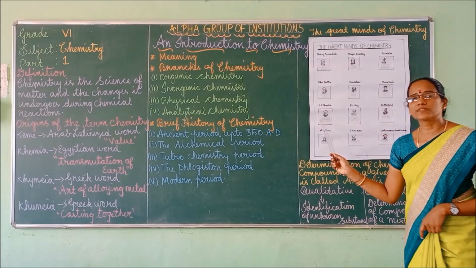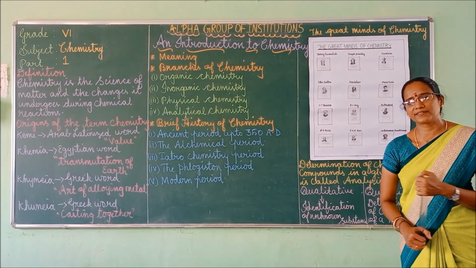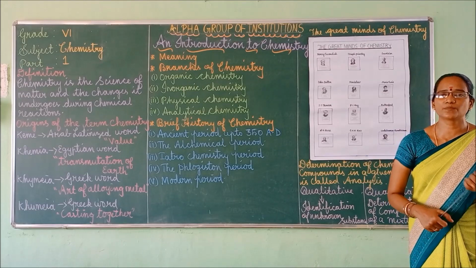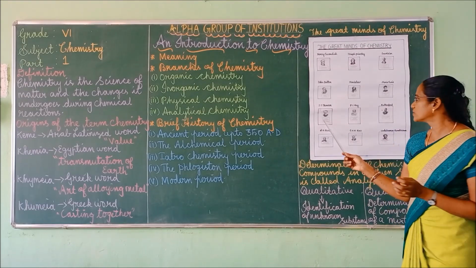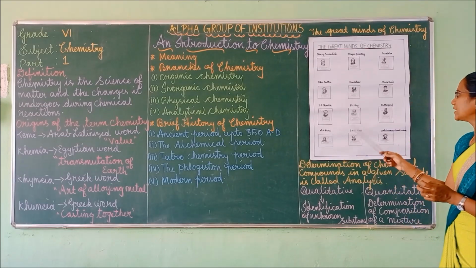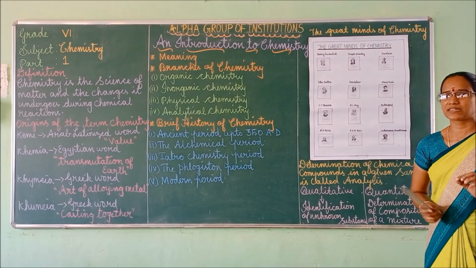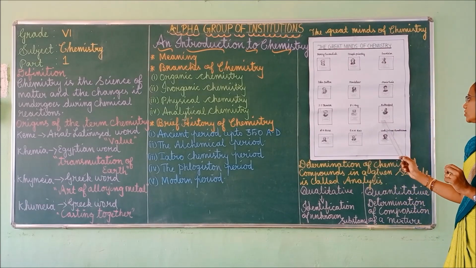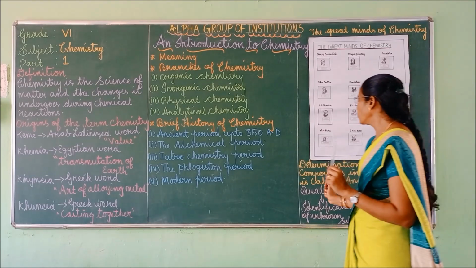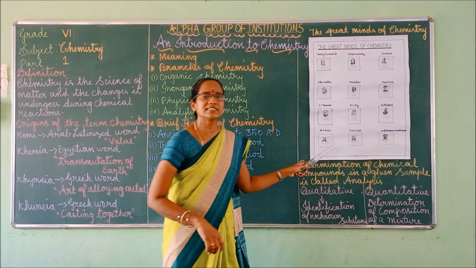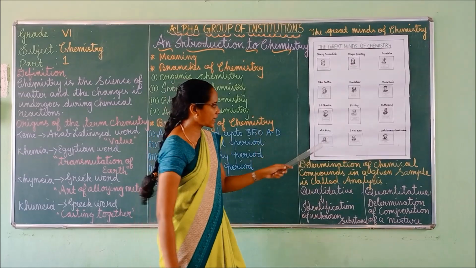Next one, J.J. Thomson. J.J. Thomson discovered electrons. Already I told you about the subatomic particles, isn't it? What are the subatomic particles? Protons, electrons and neutrons. So J.J. Thomson discovered electrons. Next one, P.C. Roy. P.C. Roy was the founder of Bengal Chemicals, India's first pharmaceutical company. Next one, Rutherford. He discovered the atom. S.N. Bose is well known for his Bose-Einstein condensate. You will learn about this Bose-Einstein condensate in your higher classes.